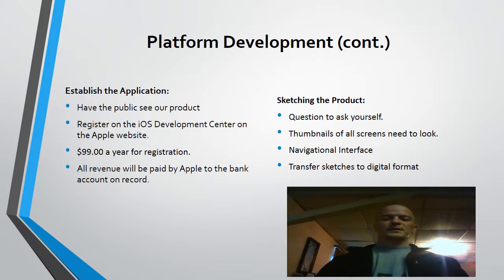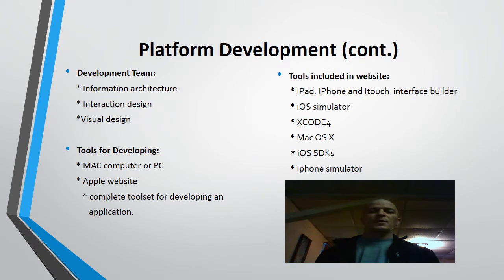First thing to do is sketching. Make thumbnails of every screen that you want to show up on your application. Once this is done, you need to decide what kind of interface to use. I would do some research and check and see what would be the perfect interface for your application. Then once that is all done, you want to transfer the sketches to a digital format to see the outcome of your application.